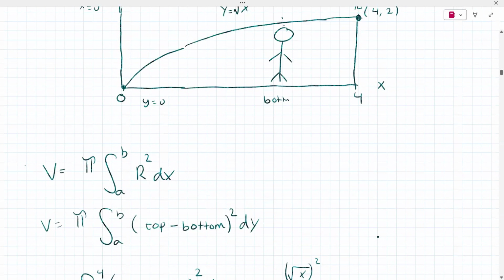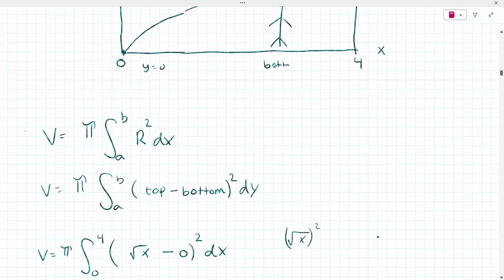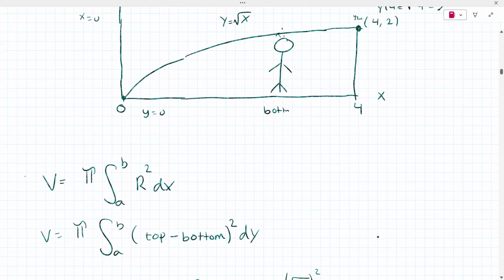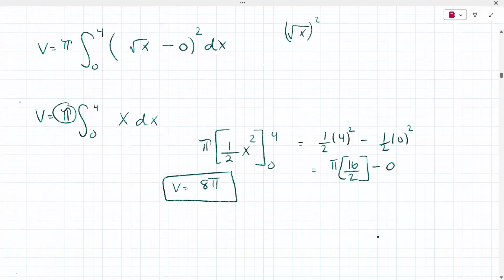And our top function, so what is our head touching? The radical x. And then our feet are touching y equals 0. Okay, pretty easy one. So let's move on to example 2.